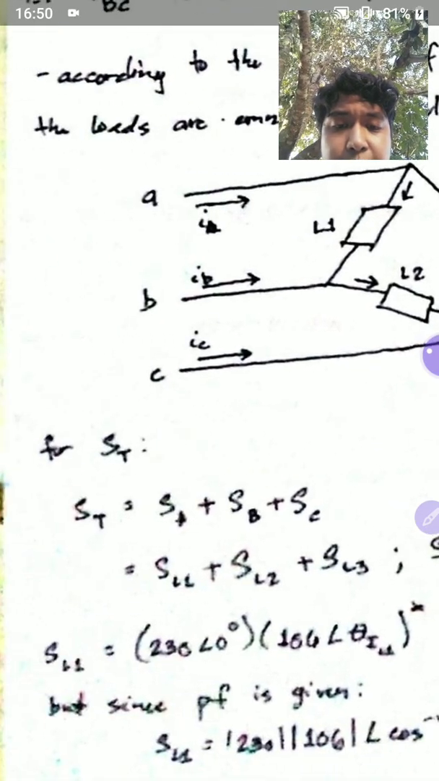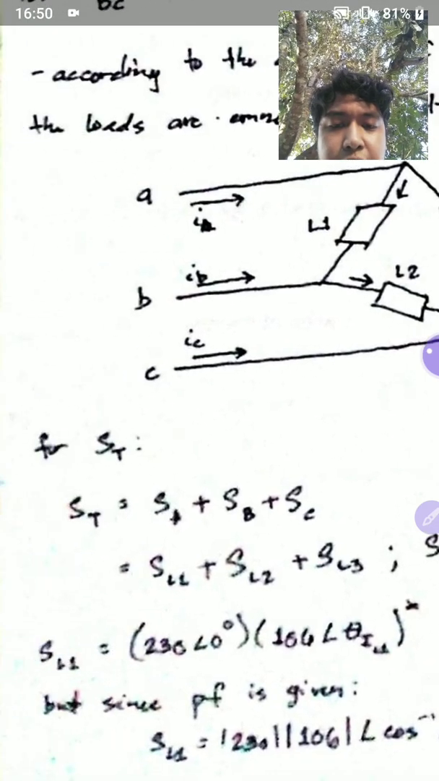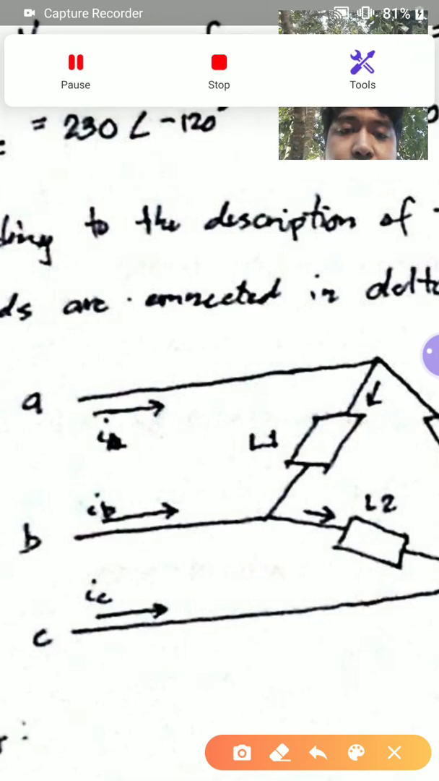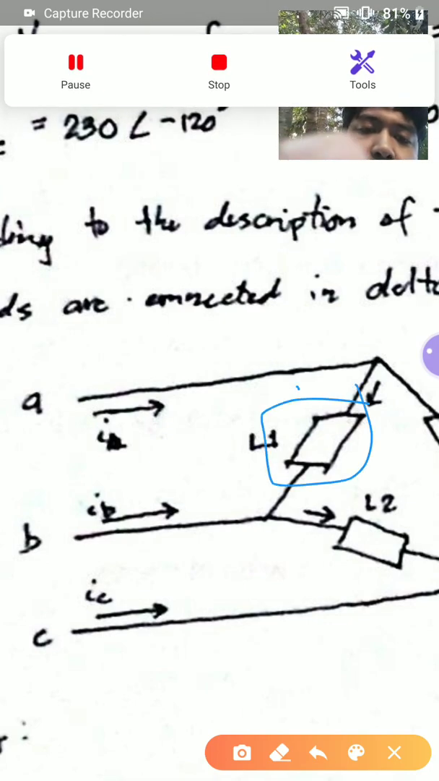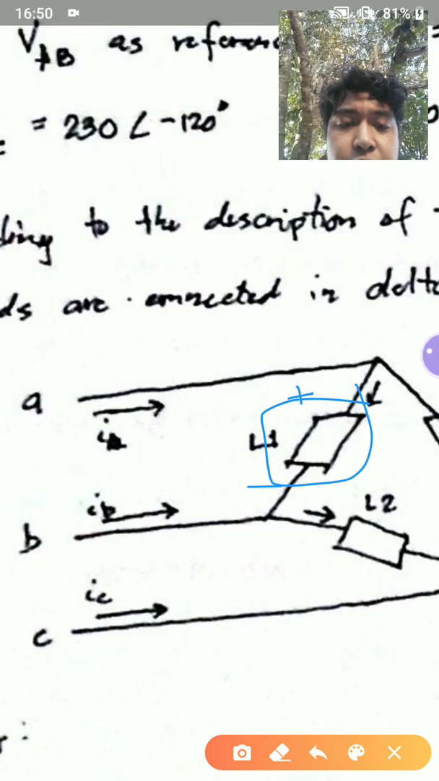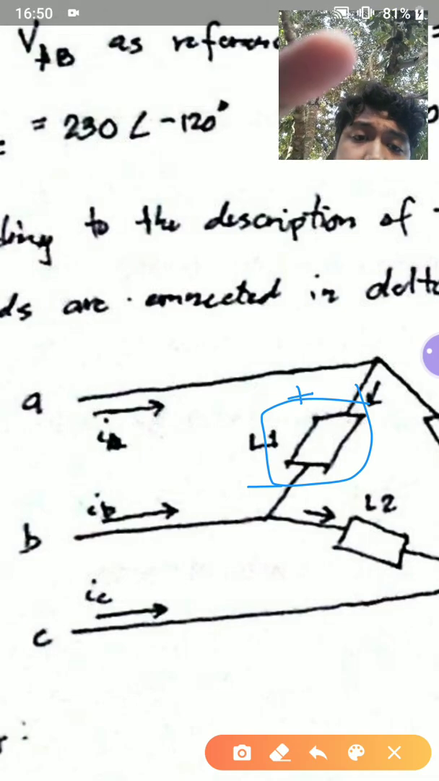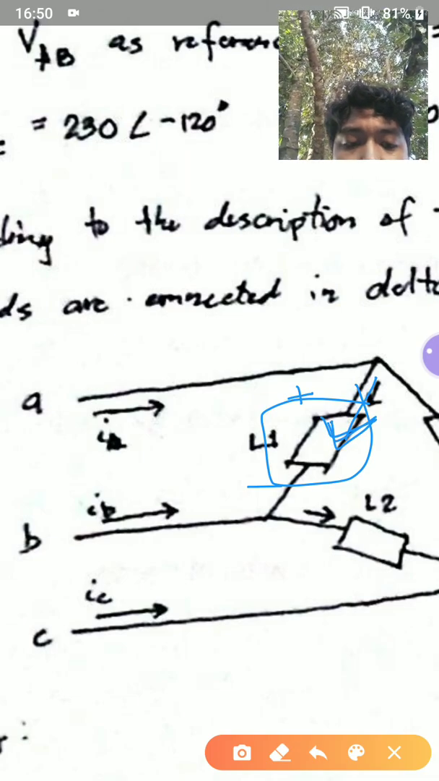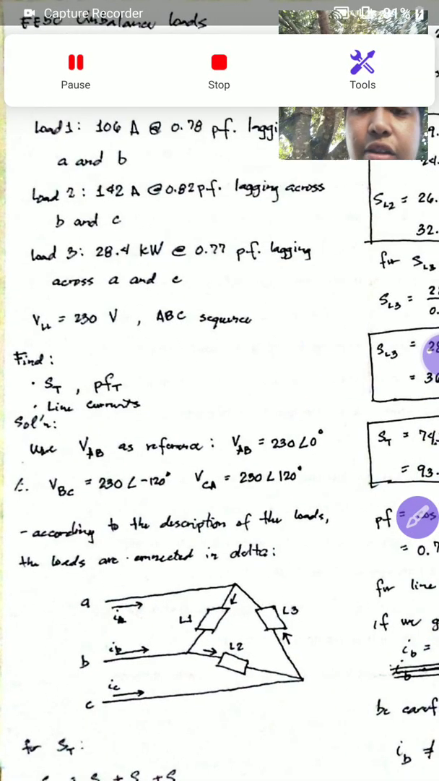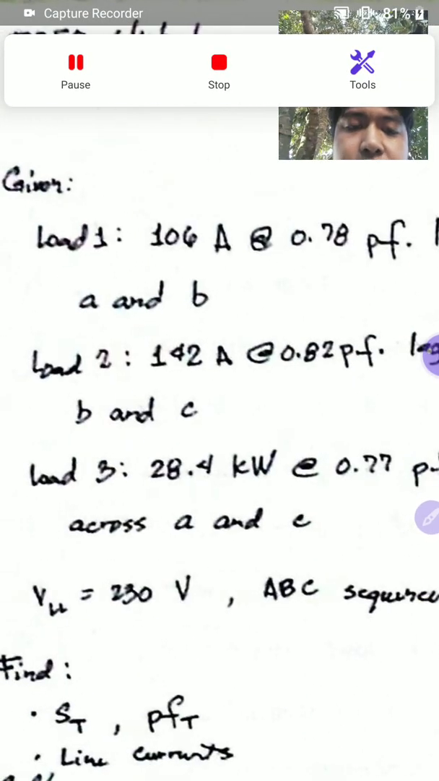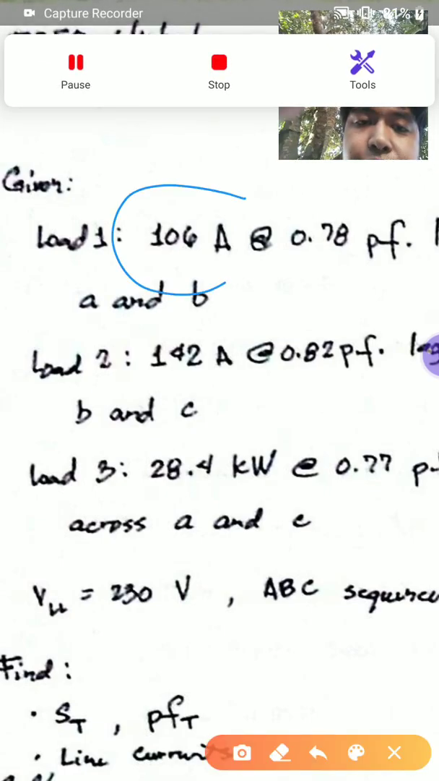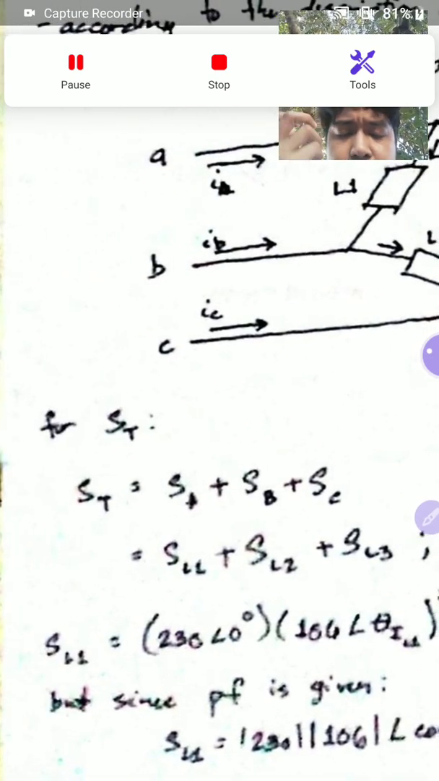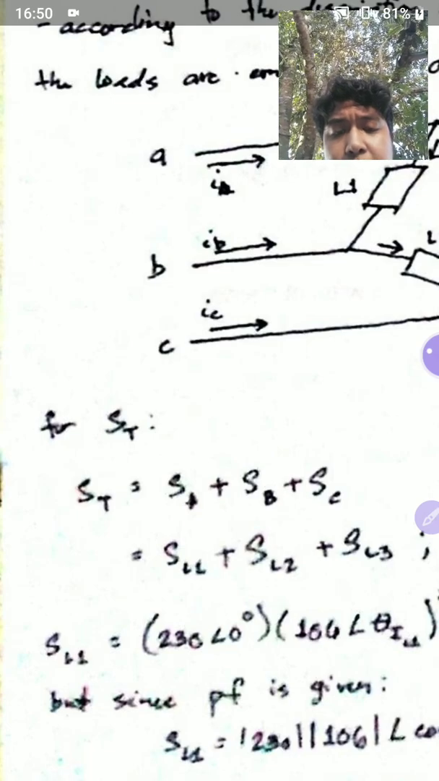For example, for load 1, you know that the voltage at load 1 is VAB since it is connected between A and B. So the voltage is 230 angle 0, and the current is this current, which is I of load 1. If you look at the given, the current is actually given, however it is just given as 106. That 106 is not enough because it's just the magnitude of the current at load 1.